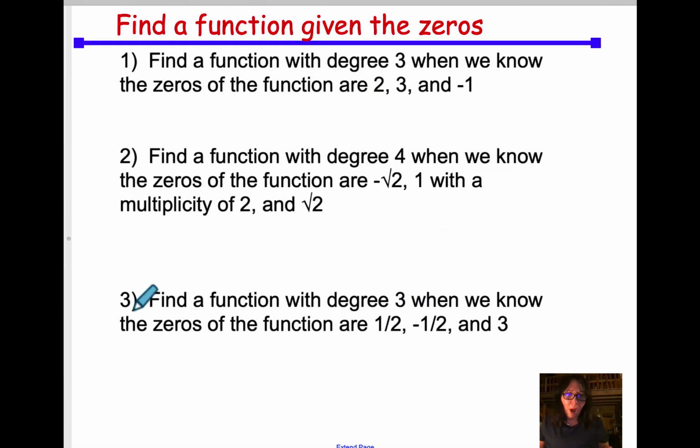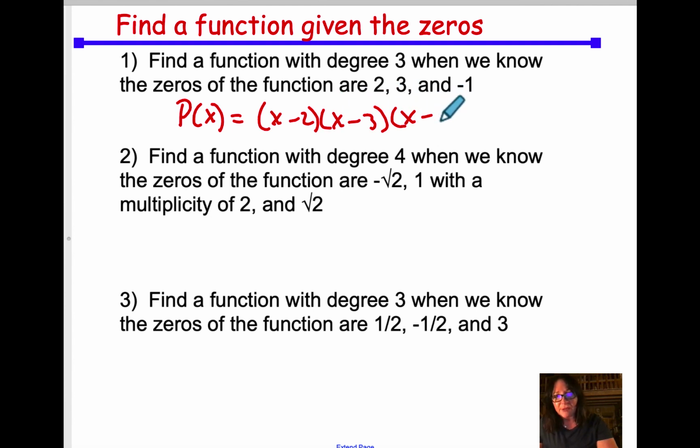There are 3 of these problems here, I promise we're almost done. What we're going to do is try to find a function with these degrees. For this first one, we have a degree of 3. So we have a polynomial P of x of degree 3. It's going to be x minus 2, x minus 3, and then x minus 1. So this is a cubic. No problem. You should be able to multiply that out.